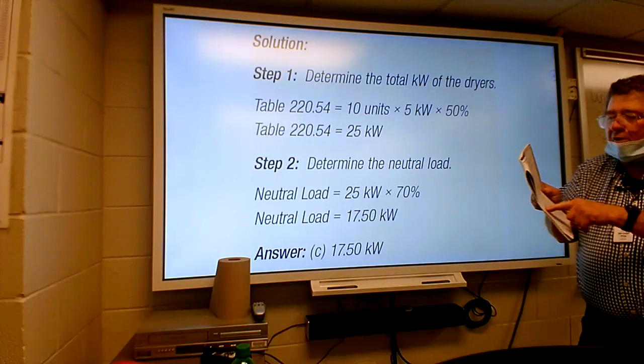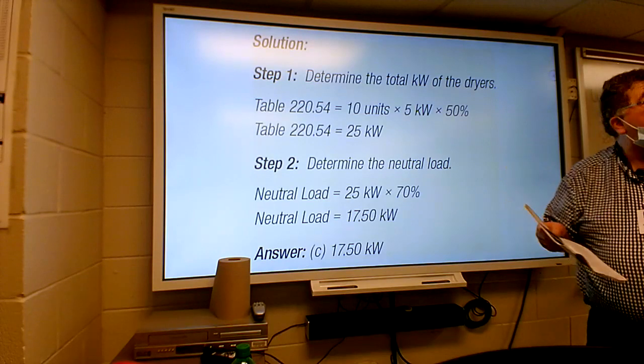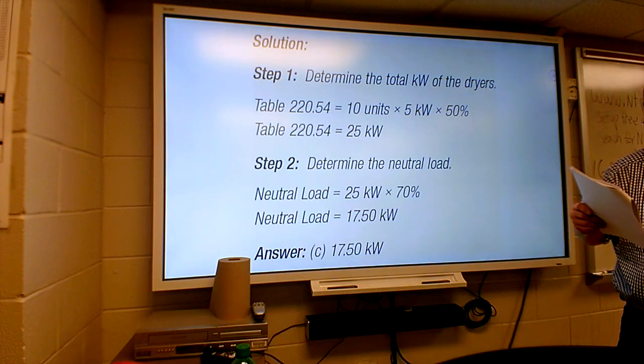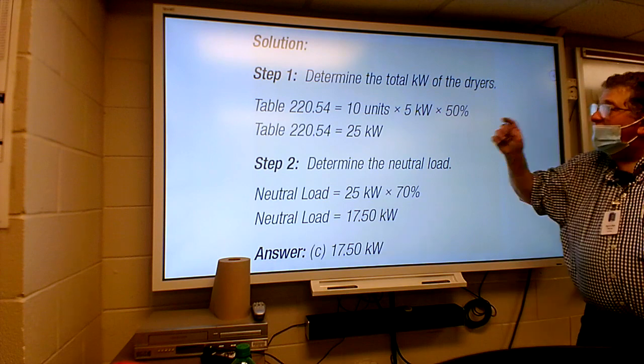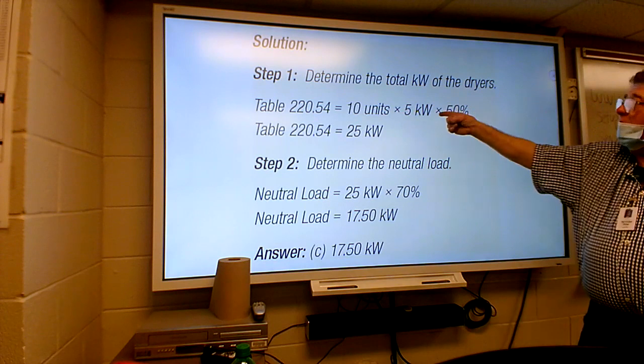You take 10 units on your table for the clothes dryers in 220.54. What is your demand factor for 10 dryers? It's 50%. 10 units times 5 kilowatt would be what?